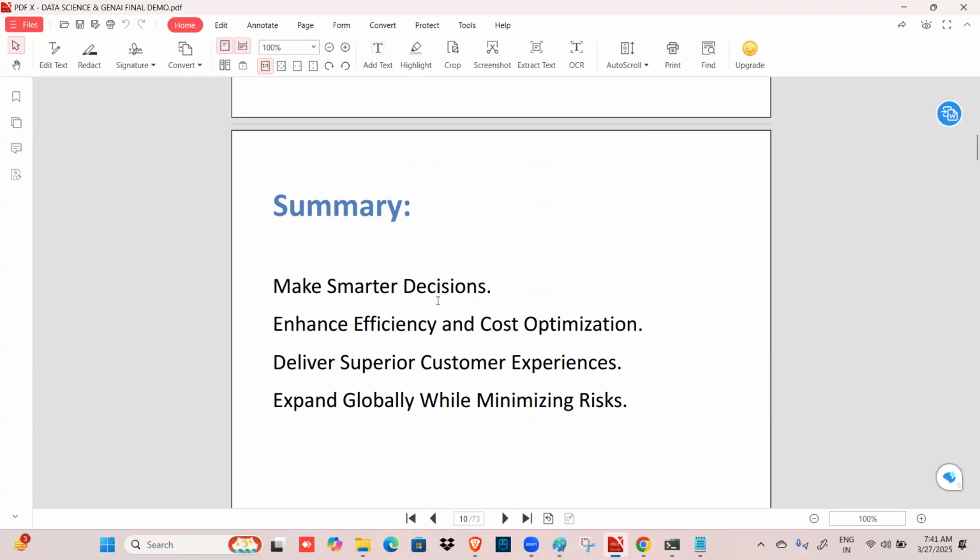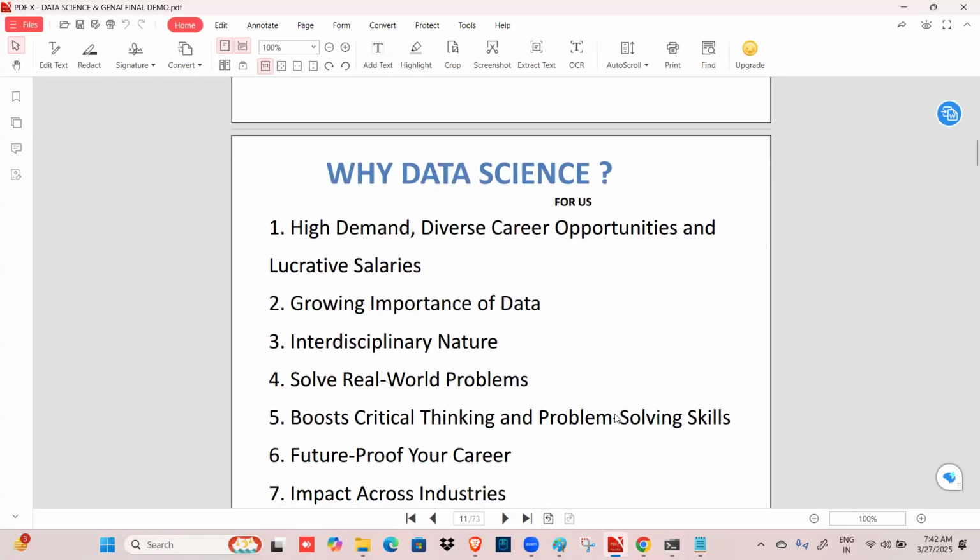Make smarter decisions. What exactly does this data science mean? It is going to make smarter decisions, enhance efficiency and cost optimization, deliver superior customer experience, and expand globally while minimizing the risk. So how is it going to deliver the superior customer experience? All these things we are going to study in our course structure.